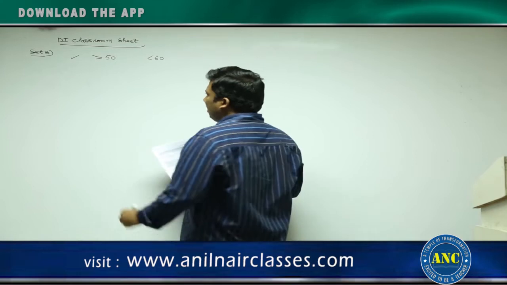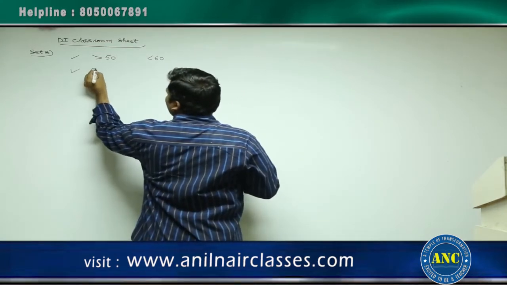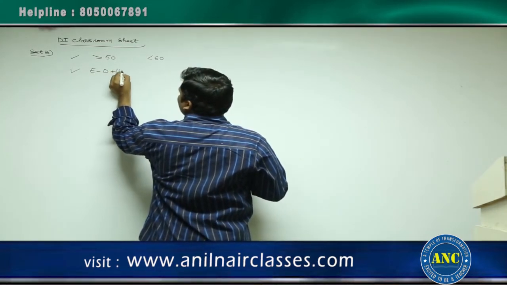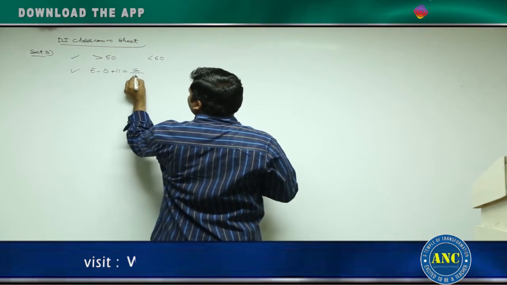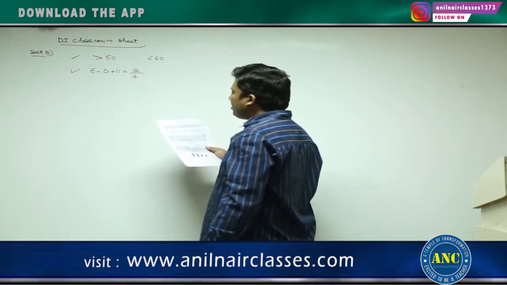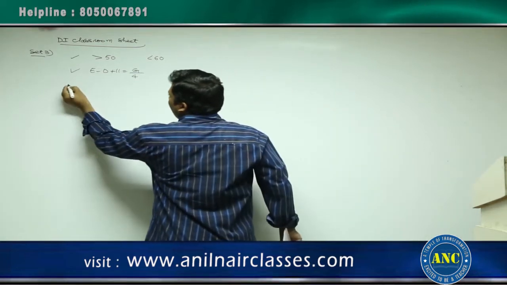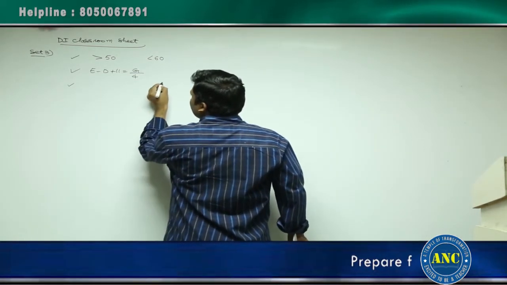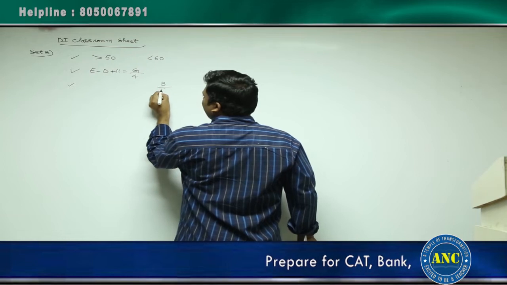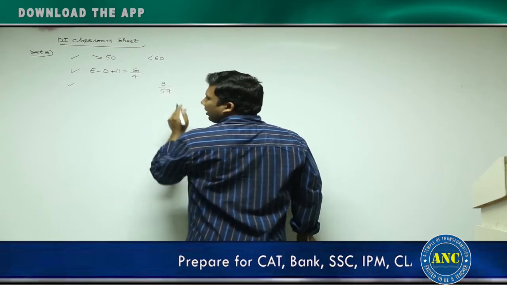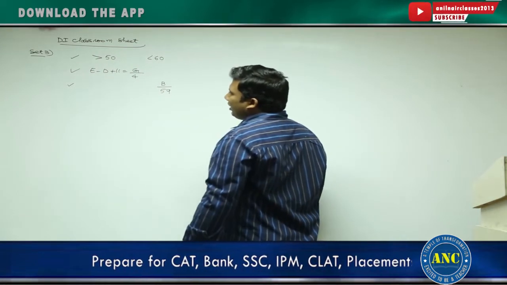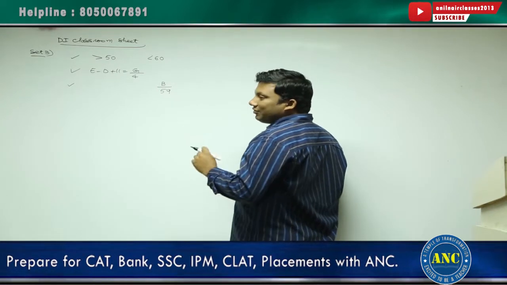E minus D plus 11 is divisible by G by 4. B is the highest number and is a prime number. The second key point is very important: B is the highest number and is a prime number. The highest prime number greater than 50 and less than 60 is 59.